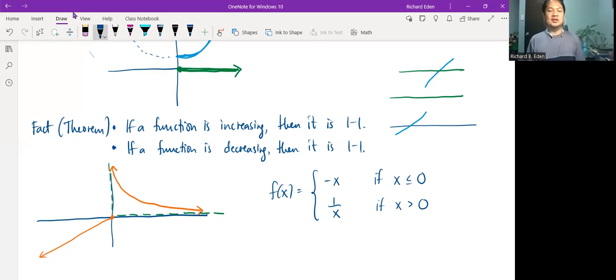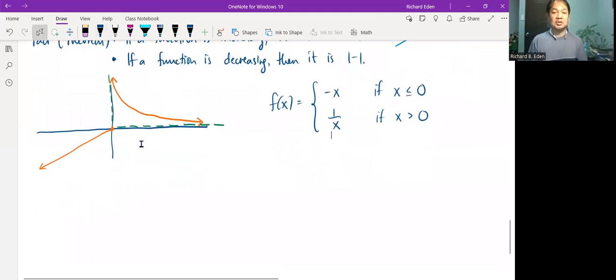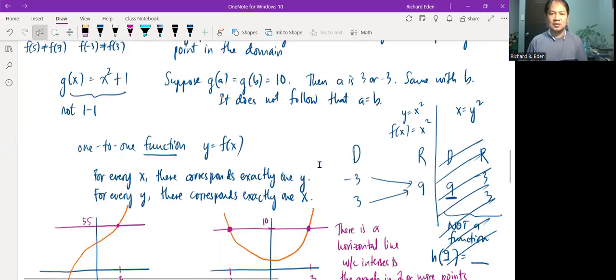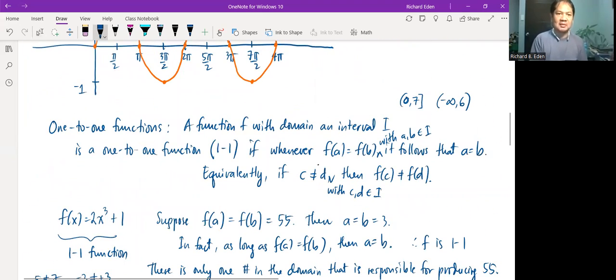And so from the graph itself, we can see that it passes the horizontal line test. And therefore, it must be one-to-one. Okay, so let me write down the argument. Tapos gusto ko din gamitin ang definition. All right, from the graph, we see that f passes the horizontal line test, so f is 1-to-1. Now, in terms of the definition, gusto kong ipakita paano siya magagamit.